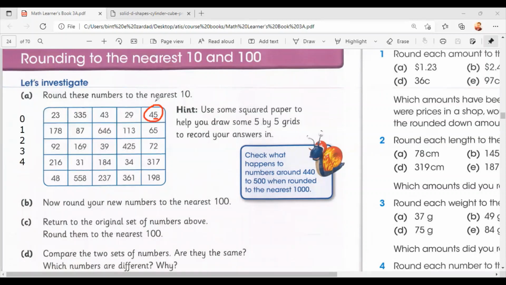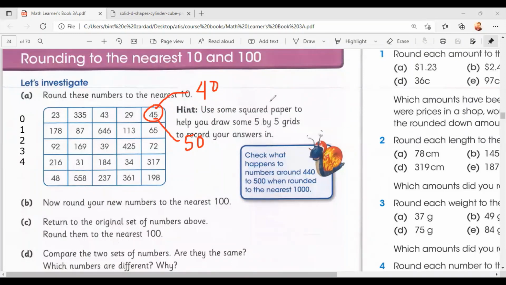Okay, we have two options. 45 is nearest to 40 or nearest to 50. We have only two options. If you want to find the nearest 10, it means your answer is in tens: 10, 20, 30, 40, 50, 60, 70, 80, 90, like this. So it's nearest to 40 or 50. Obviously, if the last digit is less than 5, 0, 1, 2, 3, 4, we choose the smaller answer.